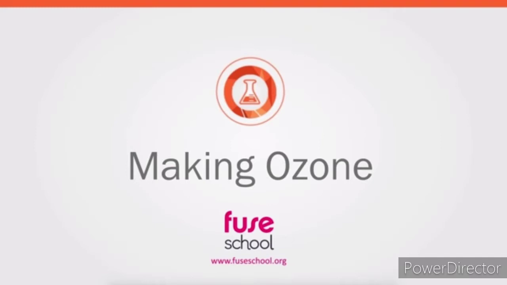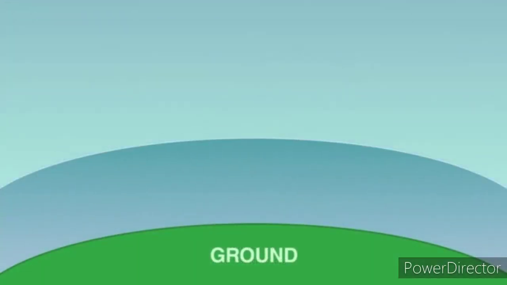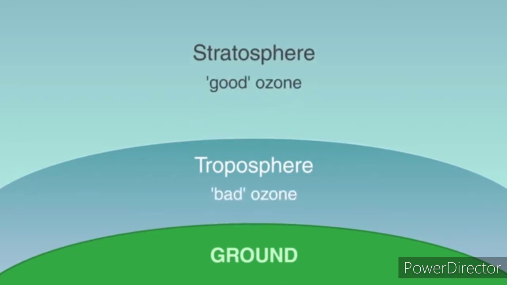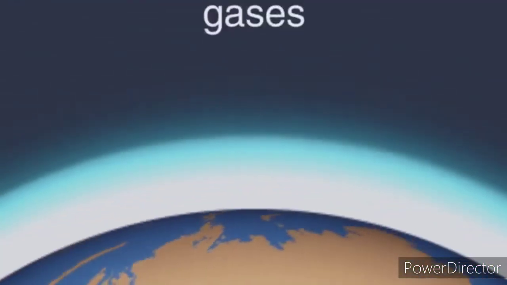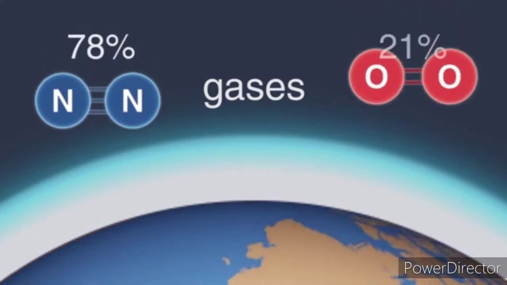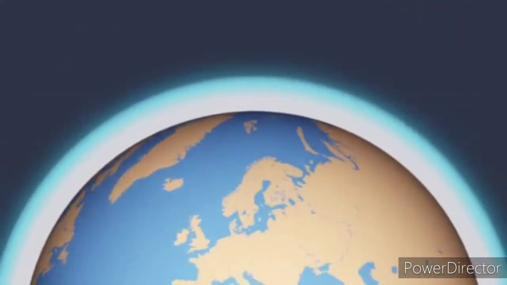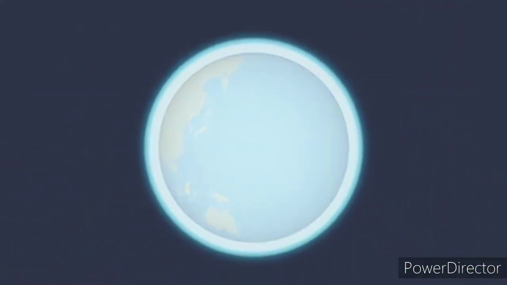In this video, we will learn about the two main layers of our atmosphere: the troposphere, full of weather and bad ozone, and above that the stratosphere, where good ozone protects us against dangerous ultraviolet light. Our atmosphere is made up of gases, mostly nitrogen and oxygen. They're held to the Earth by gravity, a sort of ocean of air.